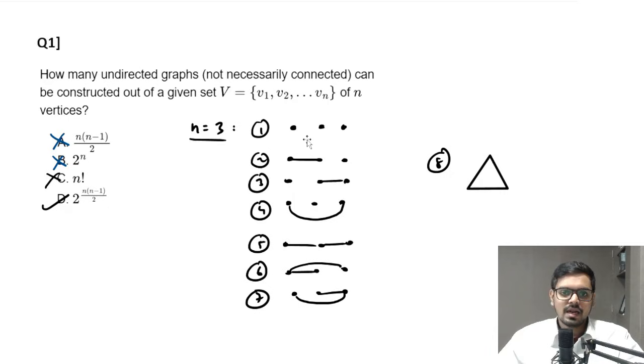Now, one edge graph you can make: connect these two and leave. So one edge graph, or you can connect these two. So again one edge graph, or you can connect the first and the last vertex, one edge graph. So one edge graphs, three you can see.